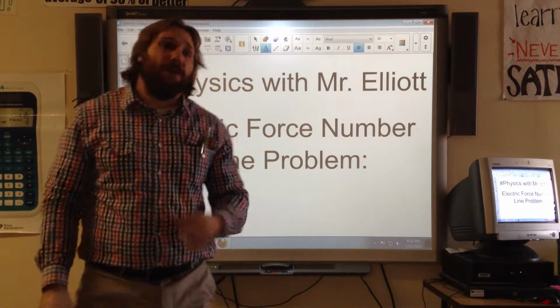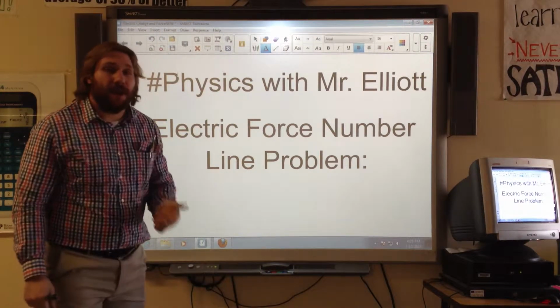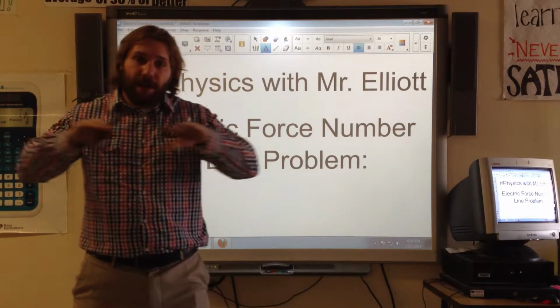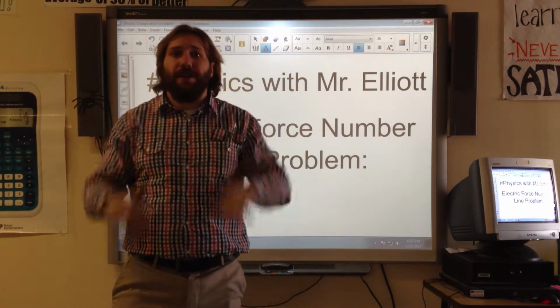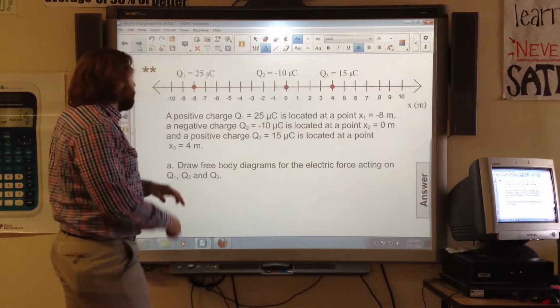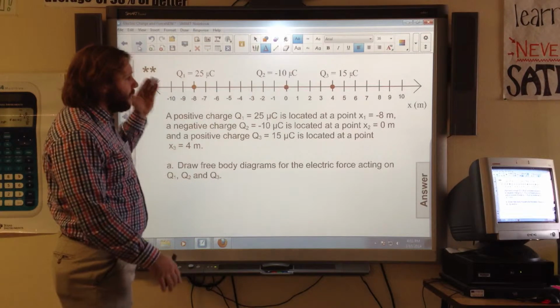Today I'm going to go over the electric force number line problem, just so you have an idea of how to work through a 3-charge problem that are all in the horizontal plane on the x-axis. This is a problem in your notebooks. So, the problem looks like this.